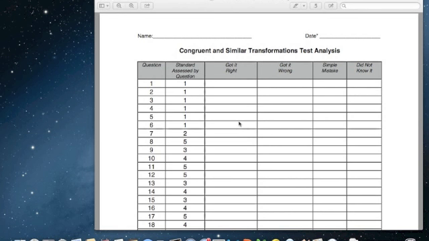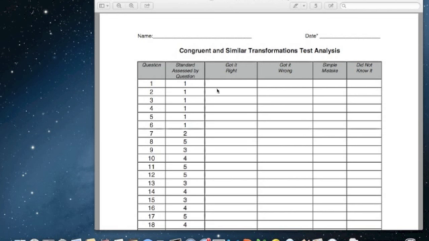So really what they do is look at that test, and instead of looking at the percentage and looking holistically at how they did overall, they take this analysis sheet and begin to dissect the test and look at it skill by skill, standard by standard. Here are all the different test questions on one of my assessments from last year over congruent and similar transformations.